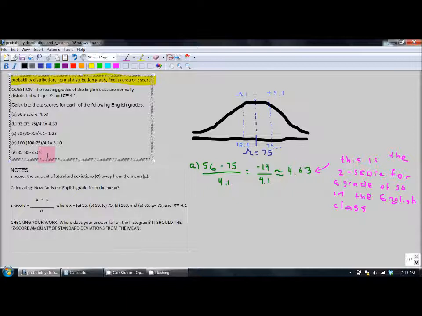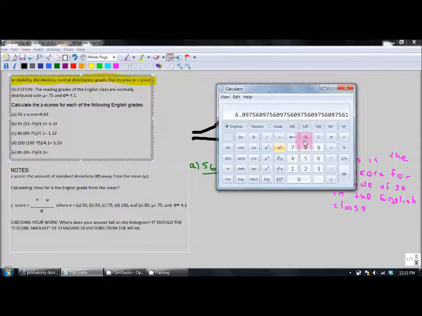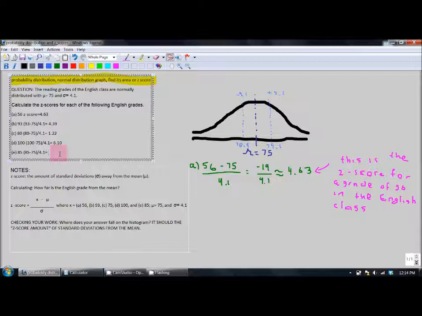And then for this last part of the question, you have 85 minus 75. And then you're going to divide that quantity by 4.1. So 85 minus 75 is going to give you 10, divided by 4.1 is going to give you 2.44 approximately. So these are your answers, right?